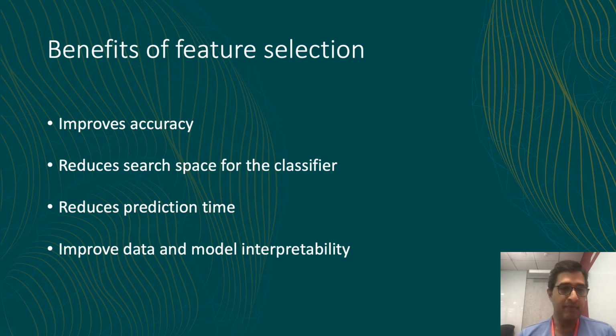Feature selection has multiple benefits. It improves the overall accuracy of your models. It reduces the search space that the classifier has to search in terms of the features being used. There is a reduced prediction time because a lesser number of features are being used, so the classifier or the regressor can be much quicker. And then, of course, from an interpretability point of view, there are fewer features to be interpreted, especially in the L1 norm case. The lasso helps you out there.